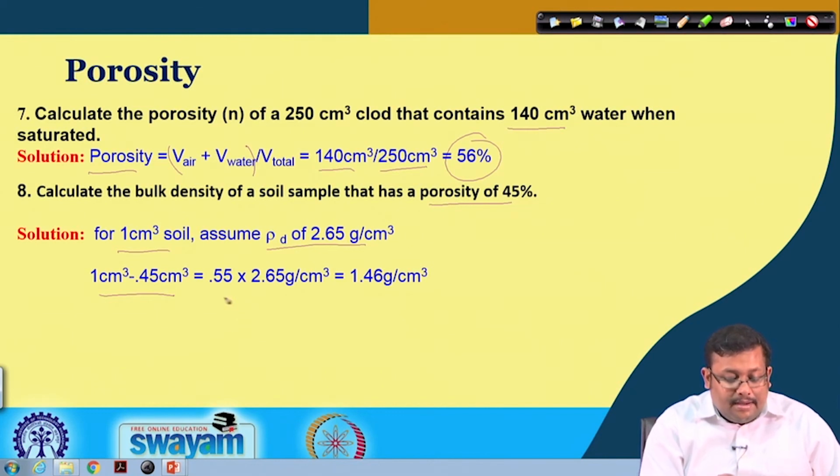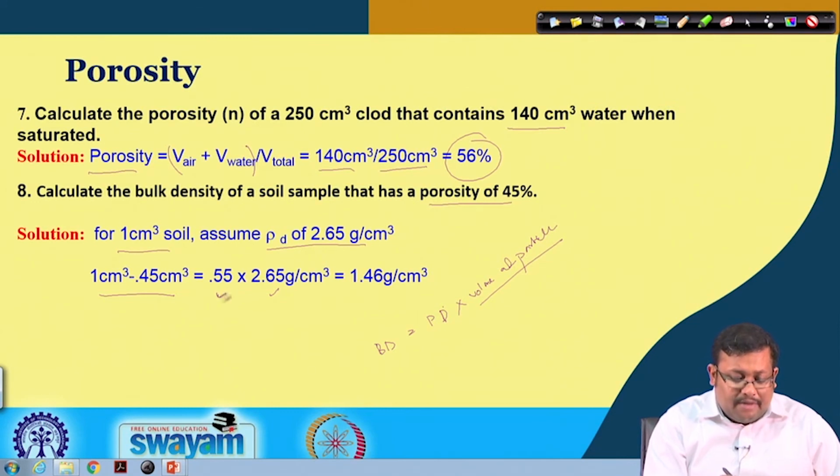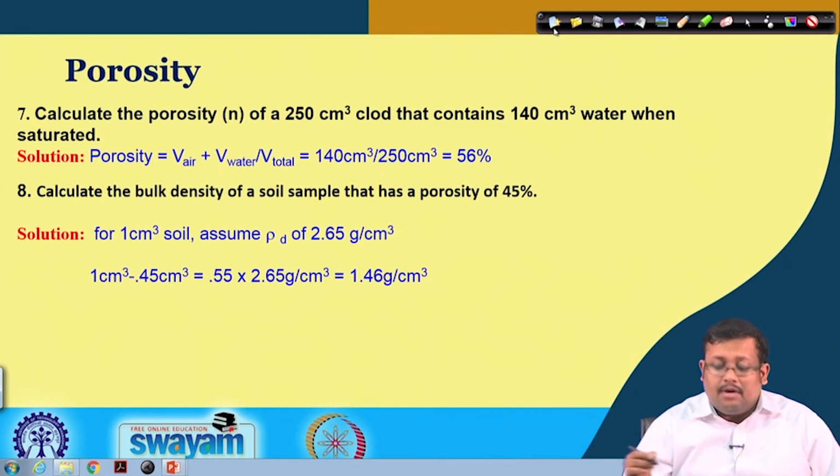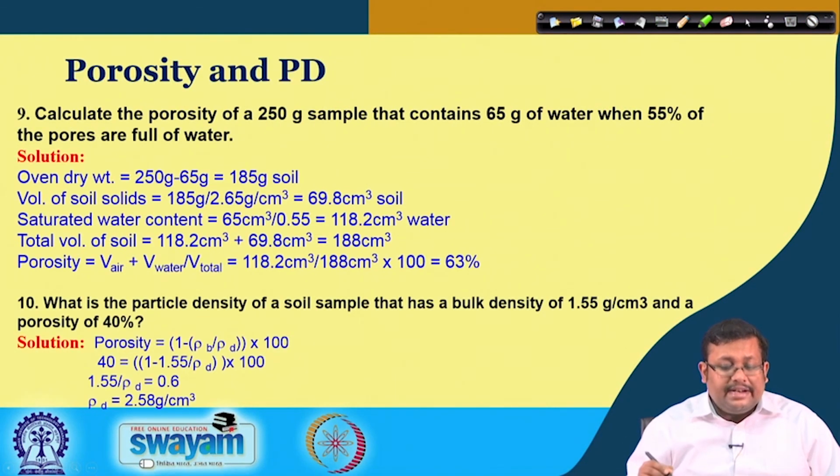we will get 0.55 into 2.65. So, the bulk density will be here 2.65 multiplied by 0.55. We know that bulk density can be calculated from particle density multiplied by the volume of particles. Now, here the volume of particles, the solid, is 0.55 and we know the particle density is 2.65 gram per cc. So, by multiplying it we are getting the bulk density of 1.46 gram per cc. Now I hope that this is clear to you, and now you can calculate different problems related to porosity and bulk density.